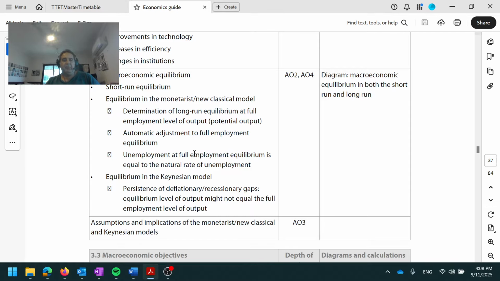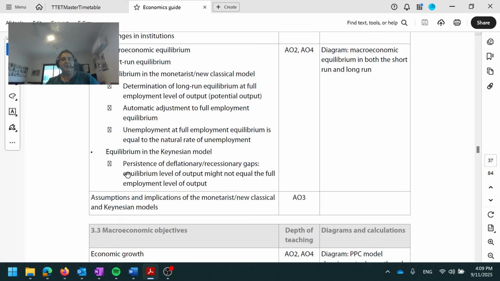Obviously, remember that unemployment at full employment is not zero. It implies that cyclical unemployment is zero, but you will have some structural, seasonal, frictional unemployment happening there too. Equilibrium in the Keynesian model. Basically, sometimes that suggests that recessionary gaps or inflationary gaps can persist for a significant period of time because wages and prices are sticky or not fully flexible.